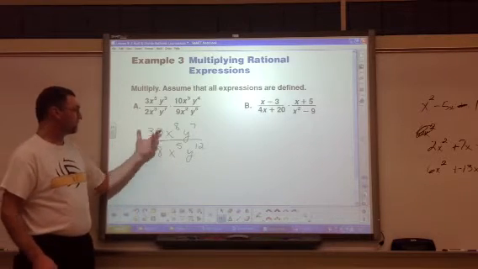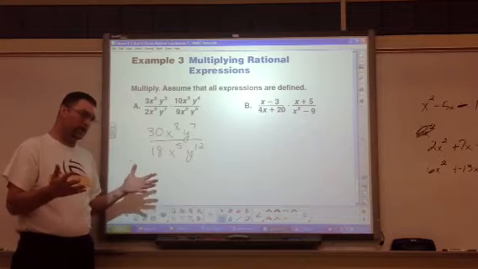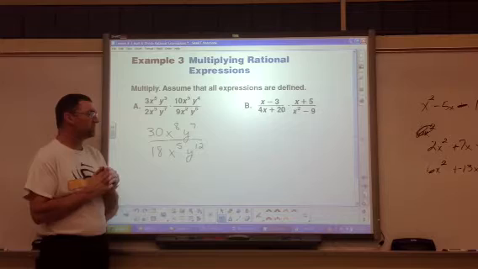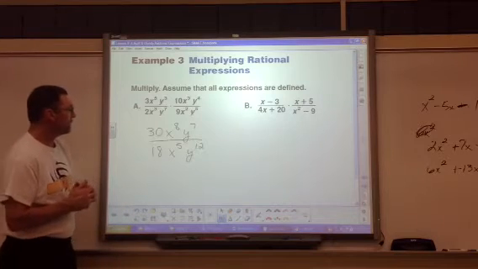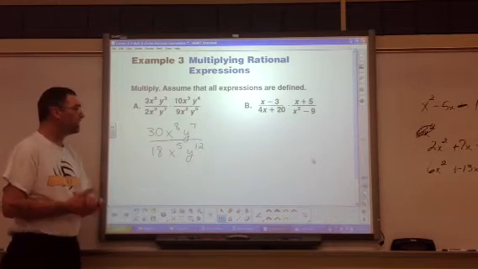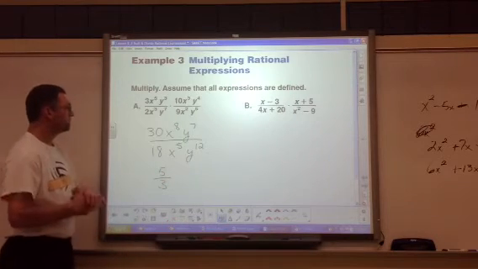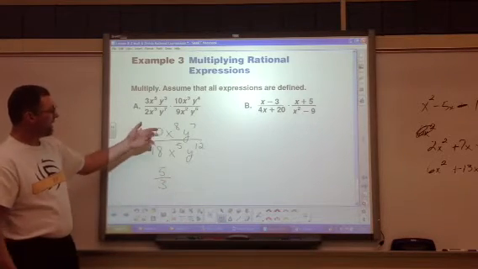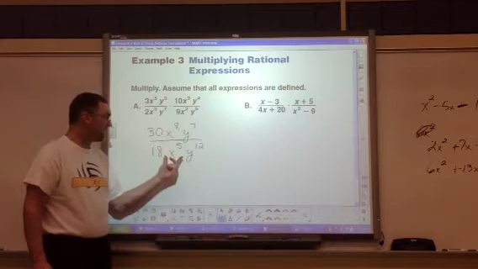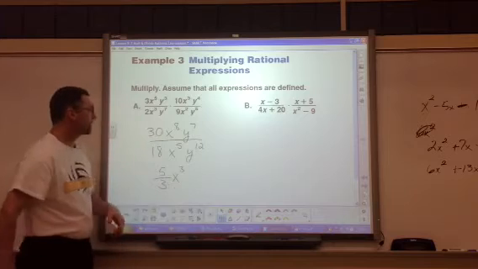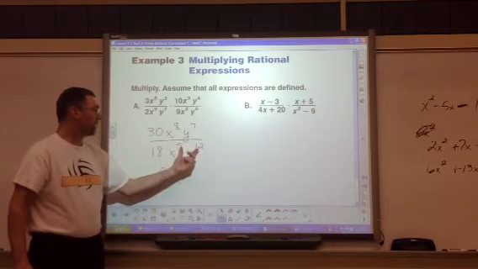So I look at my numbers, 30 and 18. What do 30 and 18 have in common? They have 6 in common. So then I can divide them both by 6. So I'll get 5 over 3. And then I look at my x's. X to the 8th over x to the 5th simplifies to x cubed. And y to the 7th over the y to the 12th.